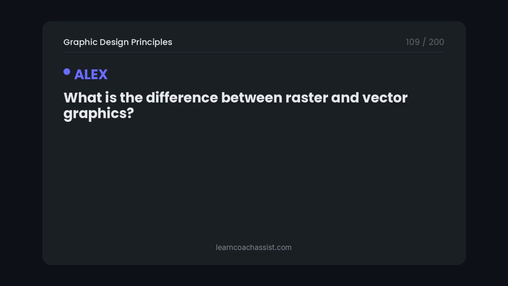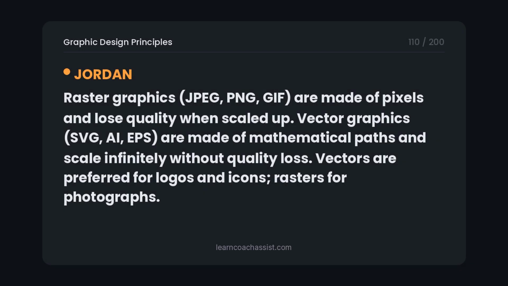What is the difference between raster and vector graphics? Raster graphics, JPEG, PNG, GIF, are made of pixels and lose quality when scaled up. Vector graphics, SVG, AI, EPS, are made of mathematical paths and scale infinitely without quality loss. Vectors are preferred for logos and icons, rasters for photographs.